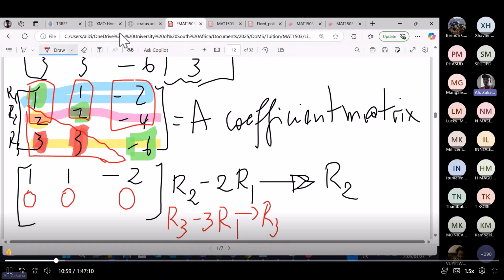In the same way, we're going to do here. I'm going to get a 0 here, 0 here, 0 here. So 3 minus 3, 3 minus 3, and then minus 6 plus 6. So it gives us 0, 0.